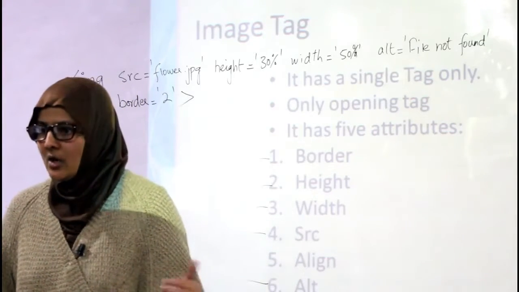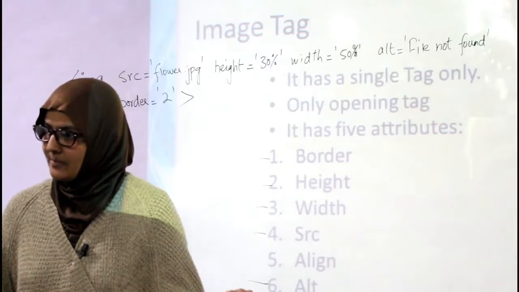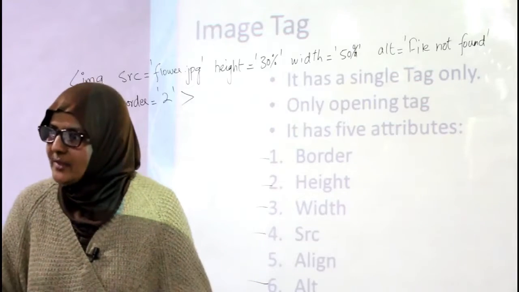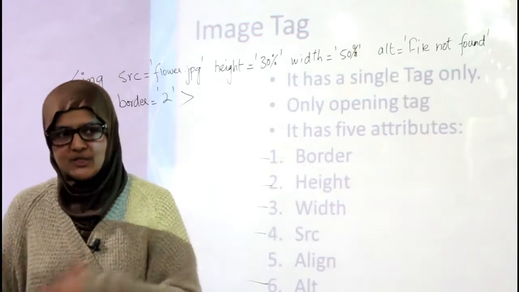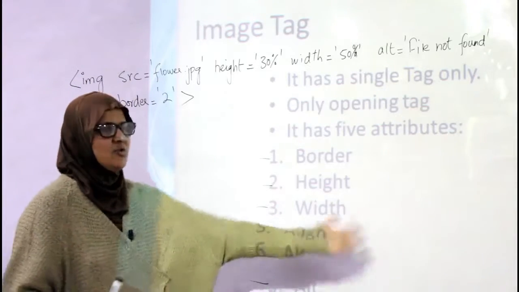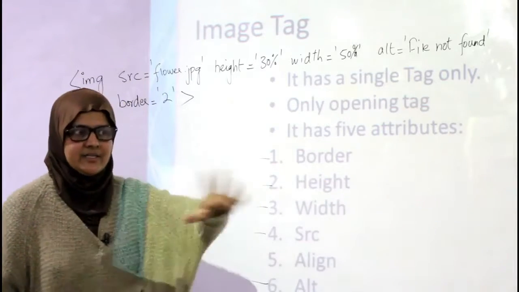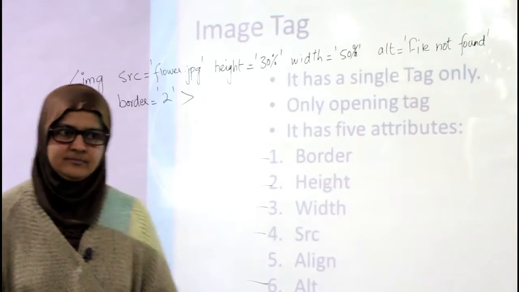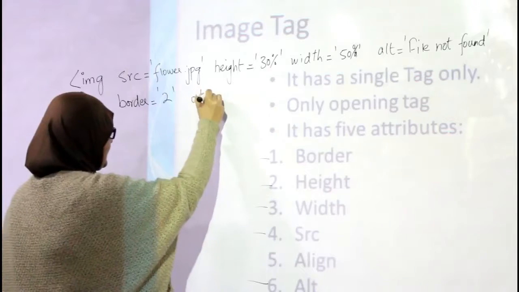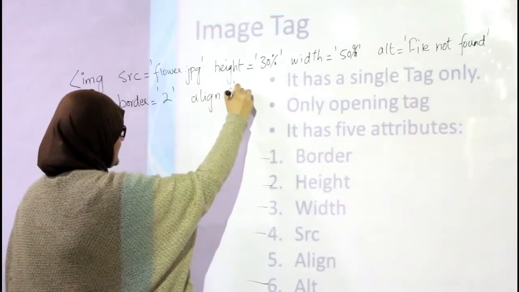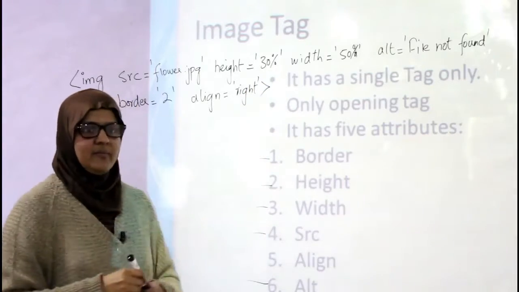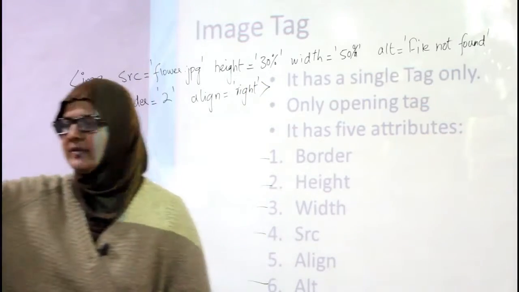By default, the image is where? Onto the left of the paper page or on the right of the page? On the left of the page. So if you want to take it to right, write in a line right. So before closing, write it right and close. Now from left, your image will shift to the right position.